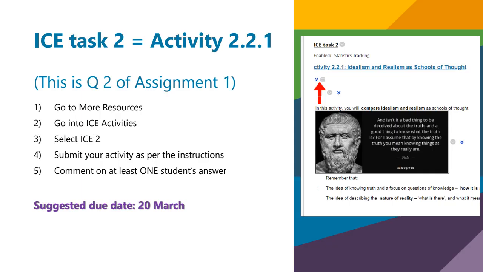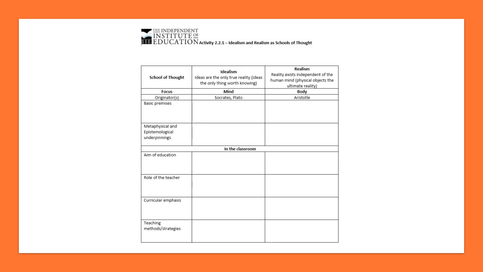ICE task 2, that's question 2 of your assignment 1, which is based on this activity. This is where you compare idealism and realism. So you're going to click on that black line that says ICE task 2. When you click on it, it's going to open up. There will be a link for you to upload your work. That is where it's going to be done. So that's what that one's about. This is what ICE task 2 looks like. It's a comparison table like this.